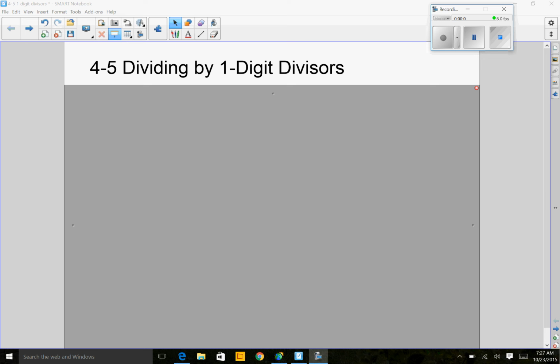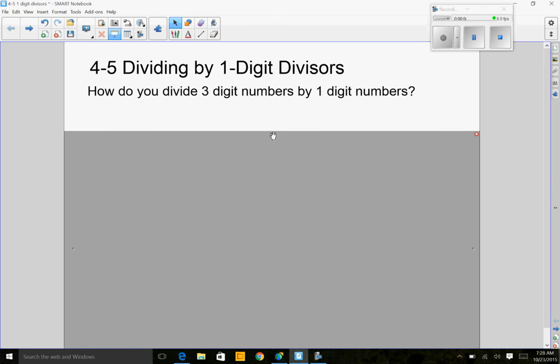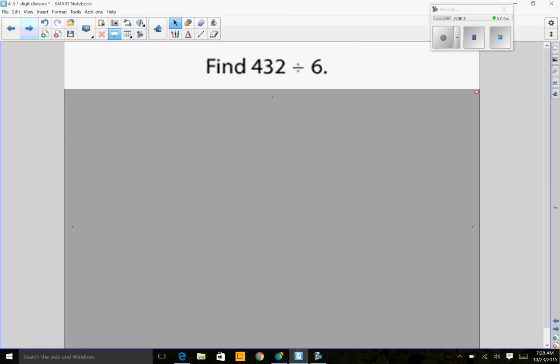Okay, this is topic 4, lesson 5, dividing by one-digit divisors. So we're going to talk about how you divide three-digit numbers by one-digit numbers. And if you can do three-digit numbers by one-digit numbers, you can do four-digit numbers by one-digit numbers, you can do whatever. Okay, so we're going to start by looking at 432 divided by 6.